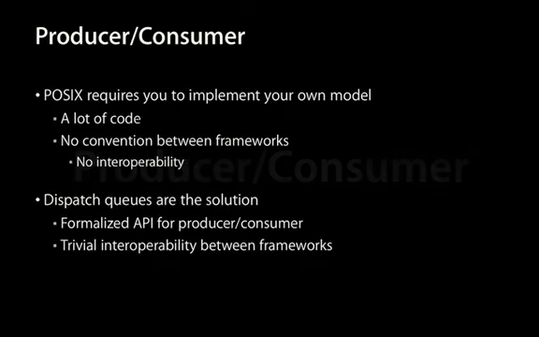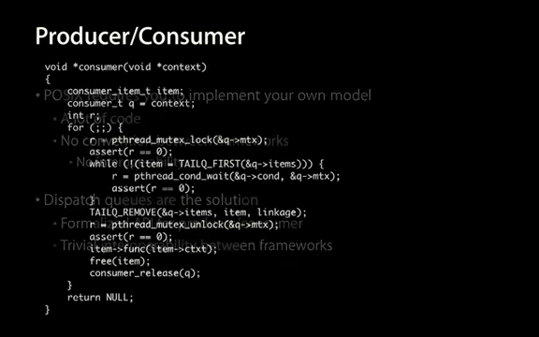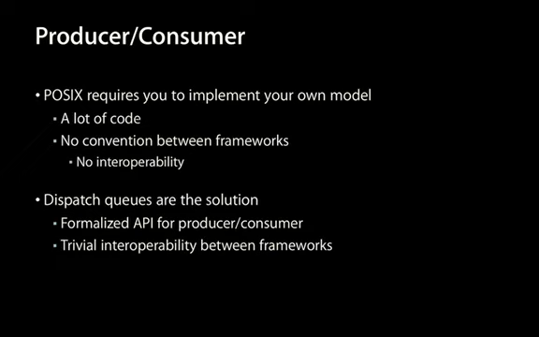Now to show you what that code looks like. Unfortunately, POSIX requires you implement your own model for events. It's a lot of code, and the most unfortunate part about it is that it forces this problem. There's no convention between frameworks and applications for how to coordinate events. There's just no established standard. And it means that there's no real interoperability between frameworks and applications and other frameworks for passing events easily between each other. However, dispatch queues are the solution.